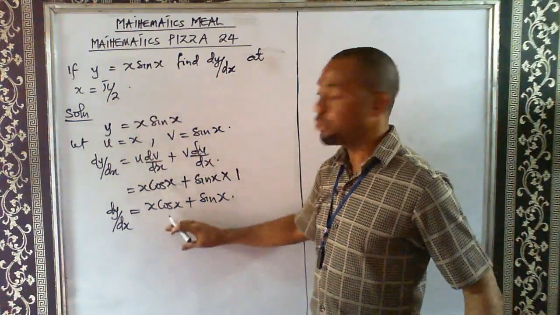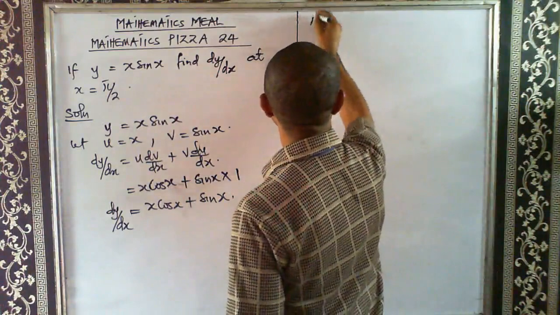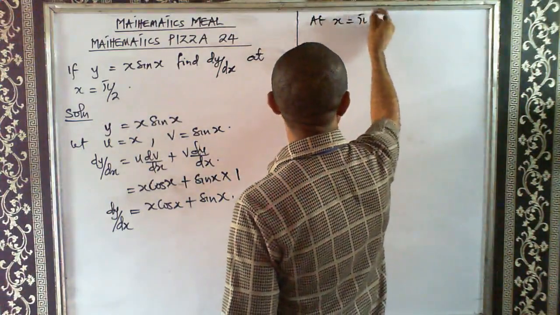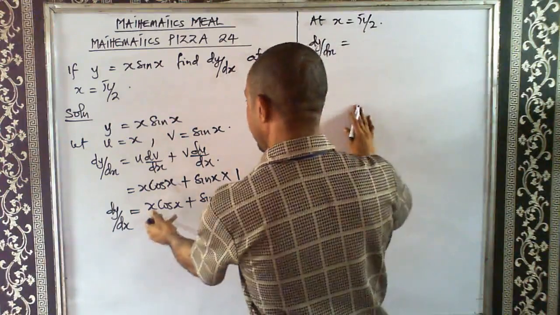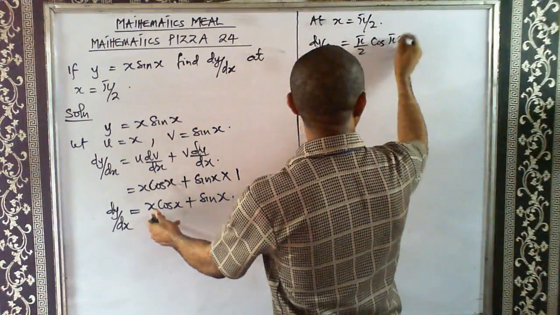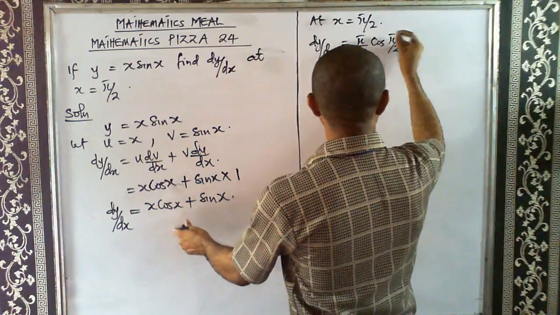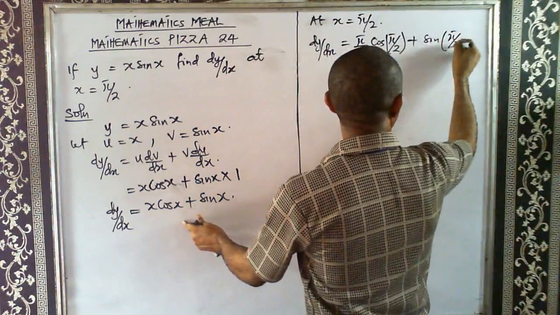So we substitute x. So this will give us at x equals pi all upon 2, means that dy dx will now give me pi divided by 2 cos pi over 2 plus sine pi over 2.